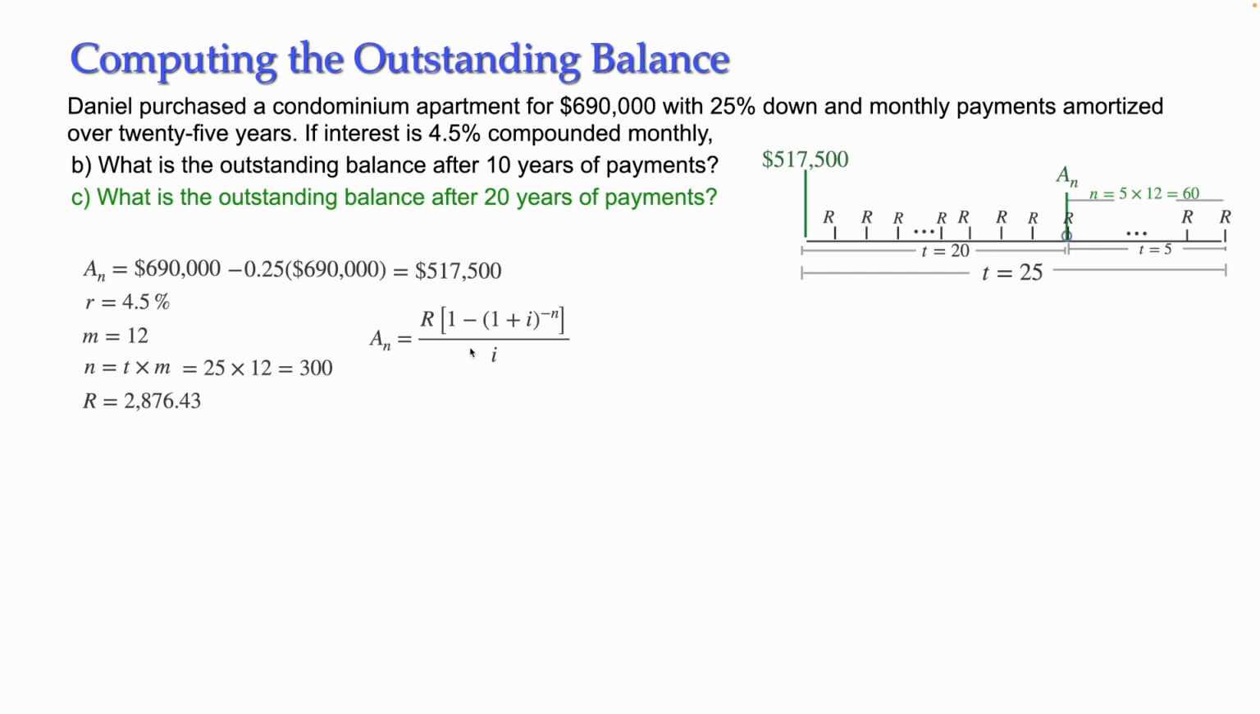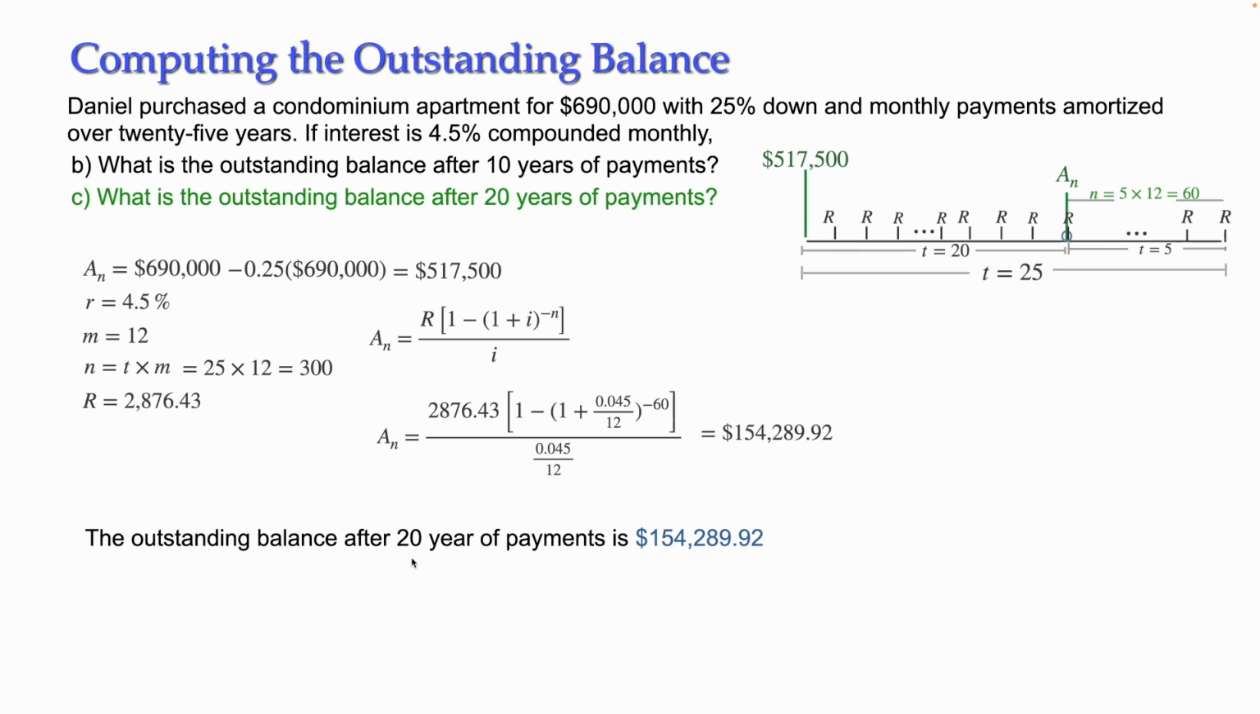So use again this formula and make a substitution of everything. You know R, you know the interest. The only thing that you are changing is this n, which will be 60. Use your calculator and you will notice that the answer is $154,289.92. So the outstanding balance after 20 years of payments is $154,289.92.